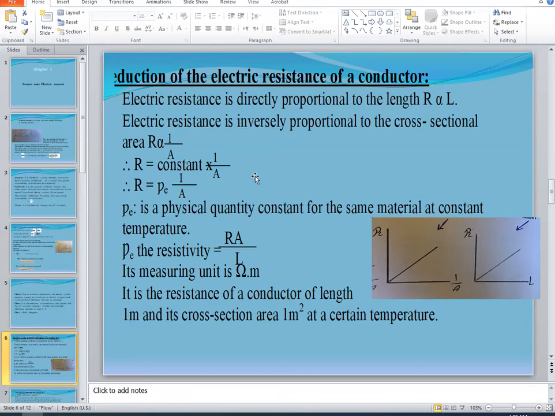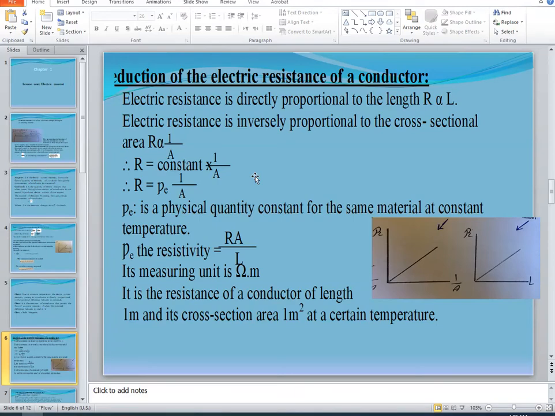Lead has another specific value. So R equals rho E L over A. This rho E is called resistivity. Resistivity here equals R times the cross-section area A over L. So of course we can together find its measuring unit.